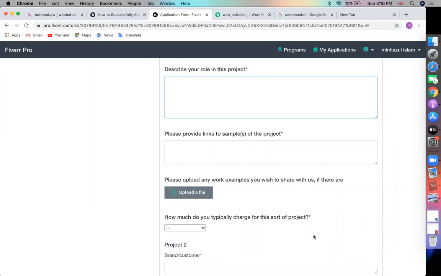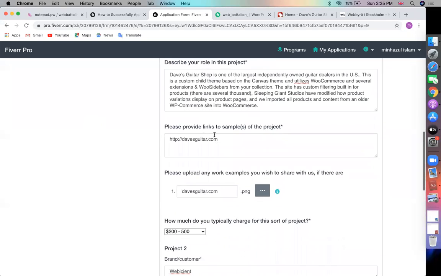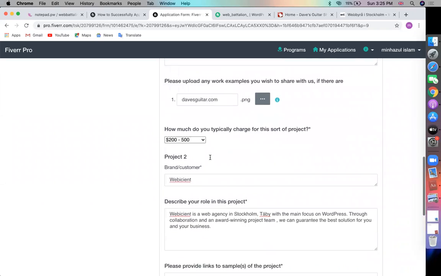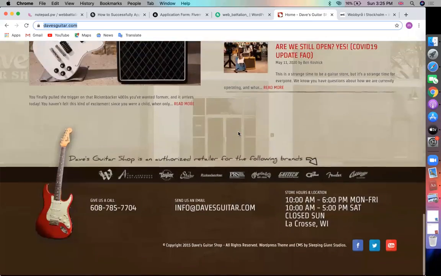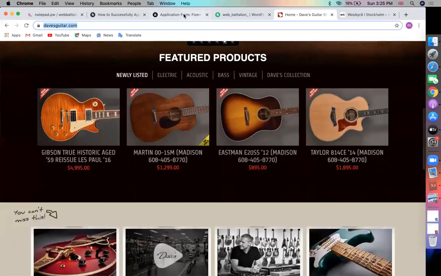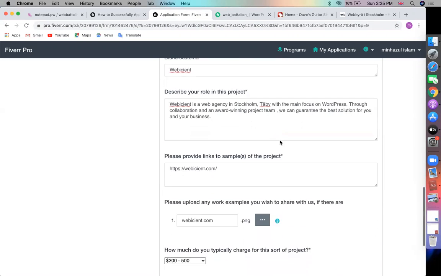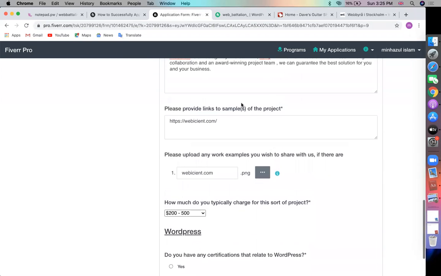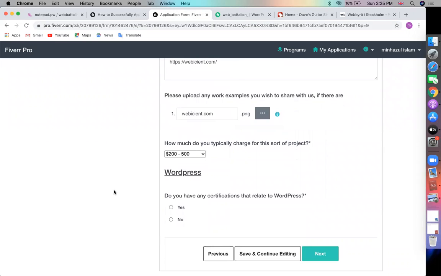I'm collecting the portfolio and coming back to the video again. Okay, I actually add some of my projects. This is one of the project description links and a snap of that. I actually add such types of websites as my portfolio. I already have 1,000 plus portfolio items, I'm just adding the best ones. So this is project two, and project two snap, and how much I charge, $200 to $500 for these types of work.